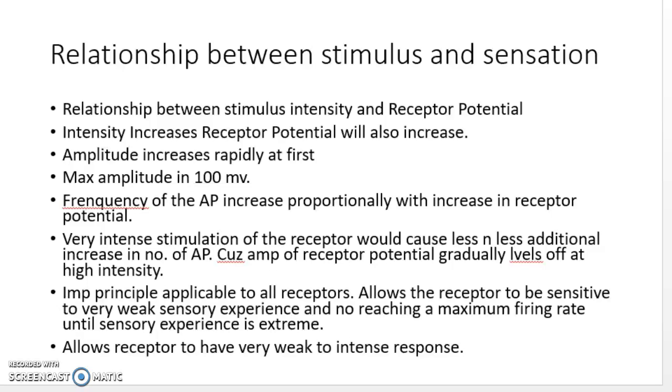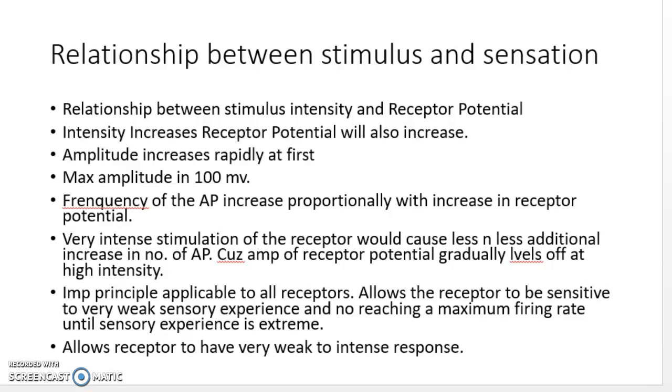The frequency of action potentials increases proportionally with the increase in receptor potential. From this graph, we can state that very intense stimulation of a receptor would cause progressively less and less additional increase in the number of action potentials. This is because the amplitude of the receptor potential gradually levels off at high intensities.